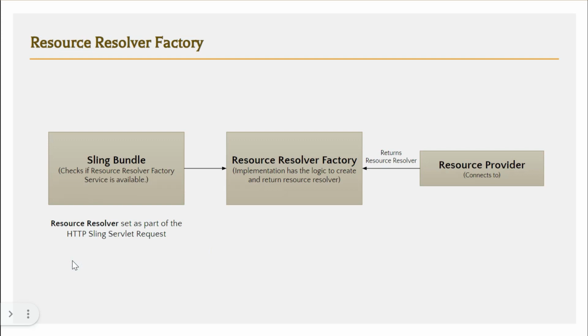Then the Sling main servlet will kick in and call the resource resolver factory. The job of this resource resolver factory is to create the resource resolver. So what is the resource resolver? To understand that, we need to understand what a resource is. In AEM, any code we write or anything present as part of the JCR, be it the content node or the script, everything is a resource.